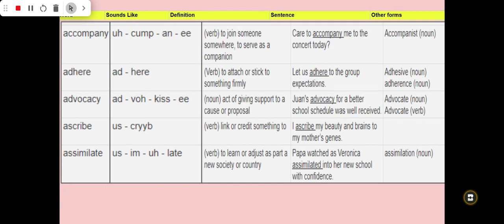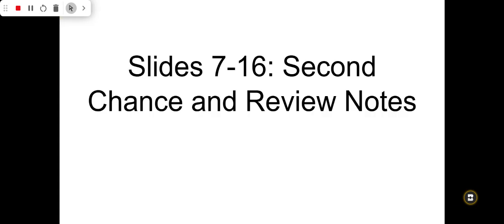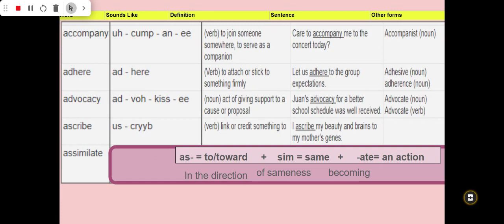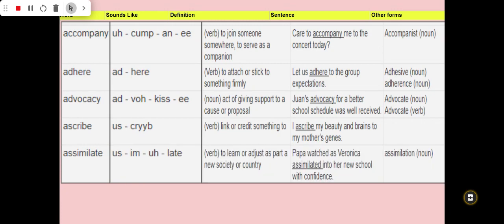It's a verb that means to learn or adjust as part of a new society. You're becoming more similar to that society you just joined. A very common example would be if you move to a new country or a new school or a new community and they do things differently than you, your adjustment is you assimilating. Papa watched as Veronica assimilated into her new school with confidence. She's fitting in now. She has gone through assimilation.